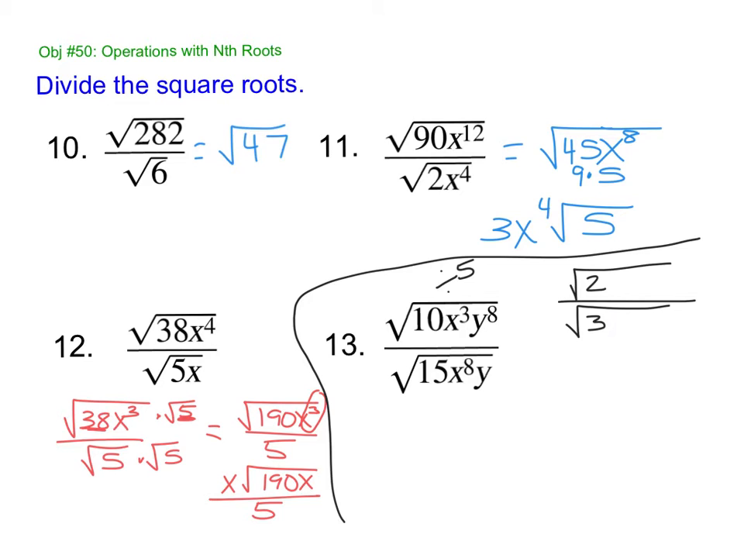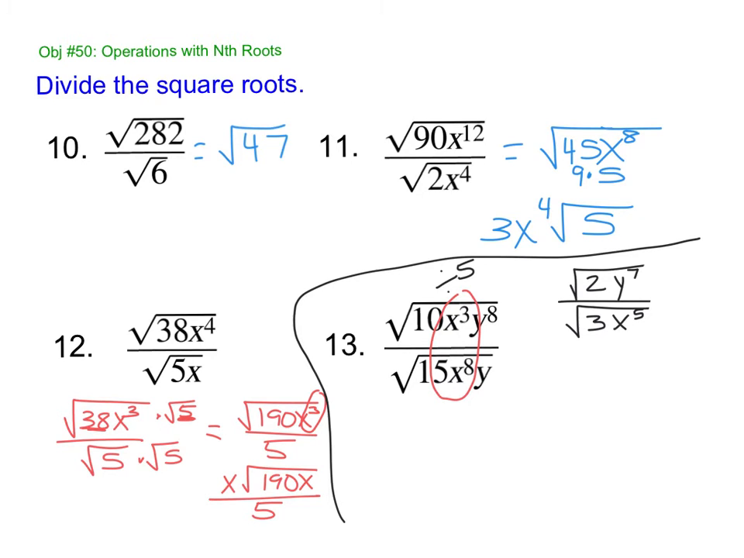Then we have our x to the third and x to the 8th. Now, if I do 3 minus 8, I get negative 5. So I don't want a negative, so I'm going to put it in the bottom. So it's x to the positive 5 on the bottom. And up top, we have y to the 7th.